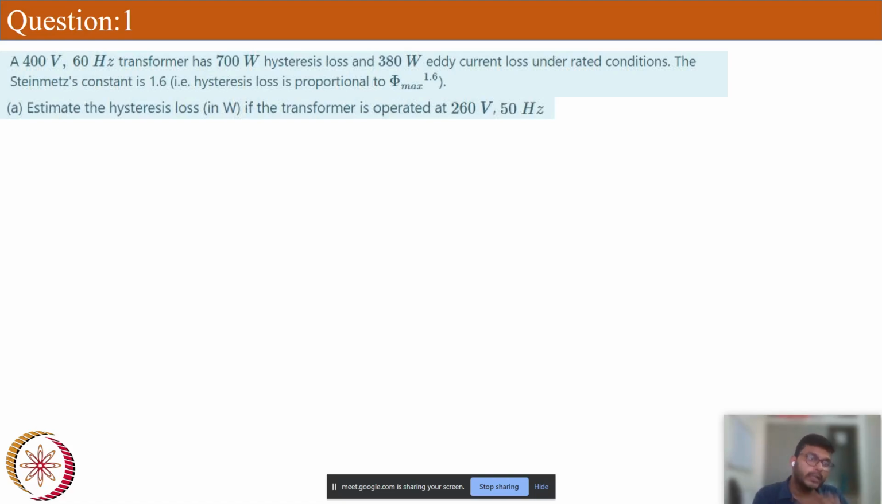During this path changing, whenever these molecules try to change their direction along the magnetic field, they will start to collide with each other. That will cause some friction and some heat, so there will be energy loss. This is what hysteresis loss is.